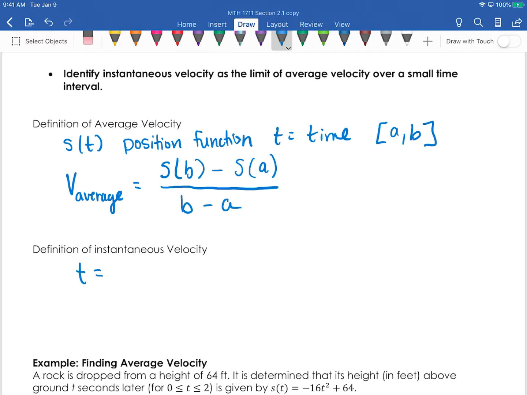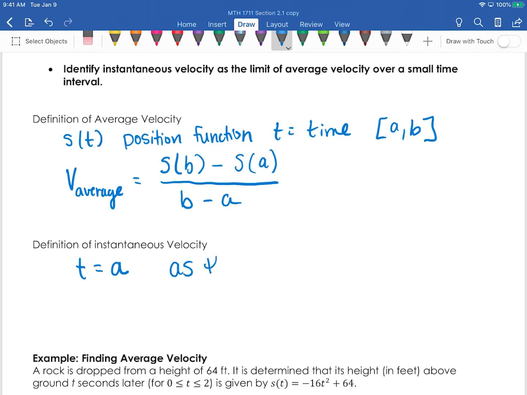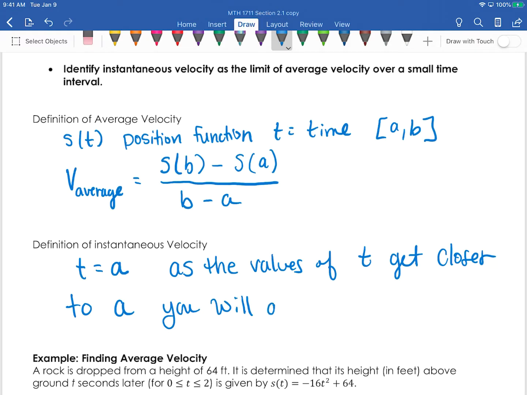Let's say you want to find the instantaneous velocity at a specific point a. Then as you pick your points so that your time value is getting closer and closer to a, you're going to approach the instantaneous velocity. So as the values of t get closer to a, you will approximate the instantaneous velocity.